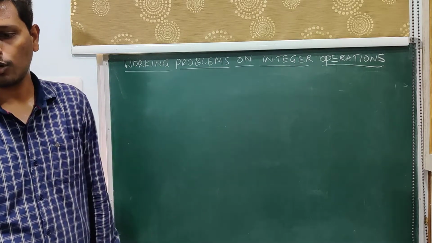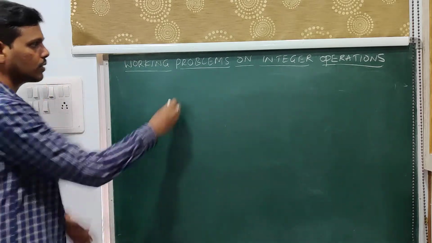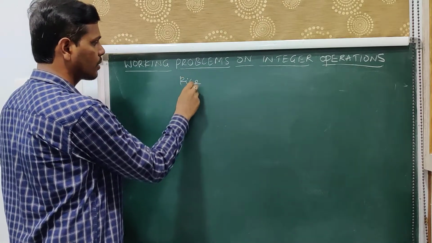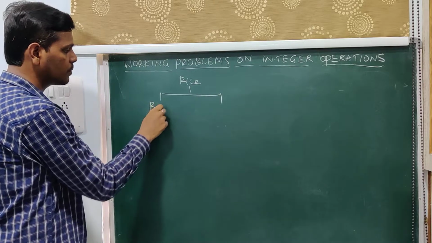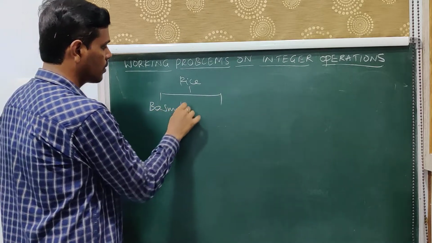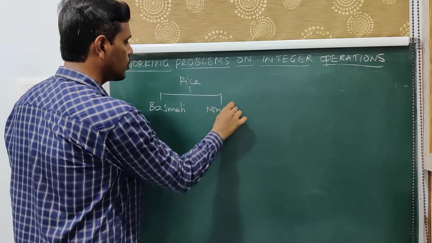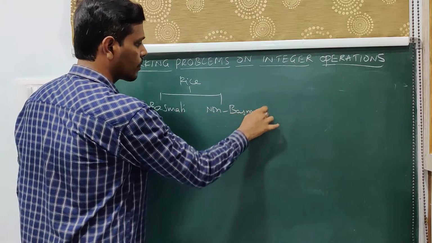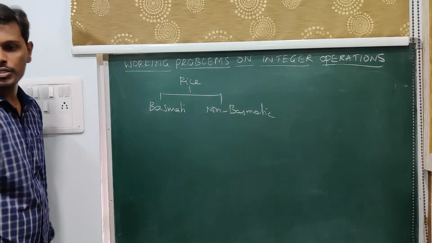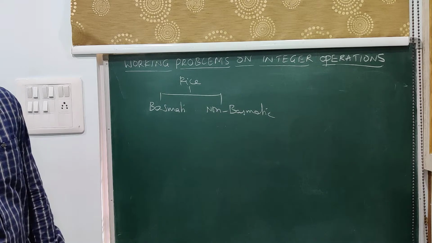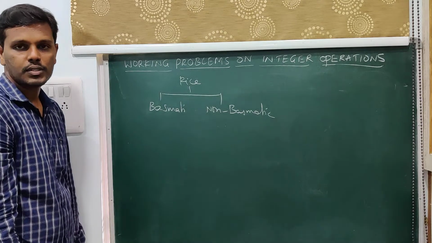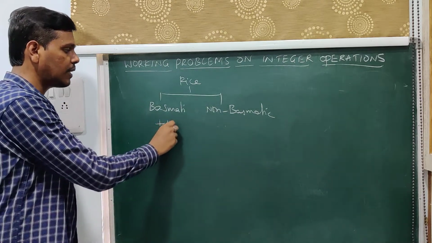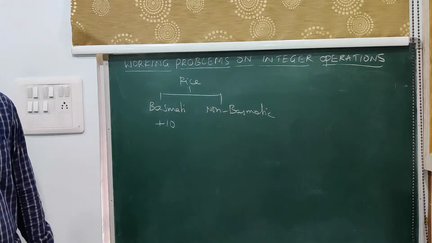per bag of non-basmati rice. So there are two kinds of rice bags. One is the basmati rice, the other one is the non-basmati rice. Whenever he sells a basmati rice bag, he is always gaining a profit of rupees 10. Since I mentioned profit, I write plus 10, instead of using the word profit.